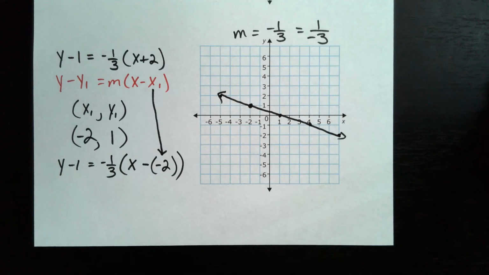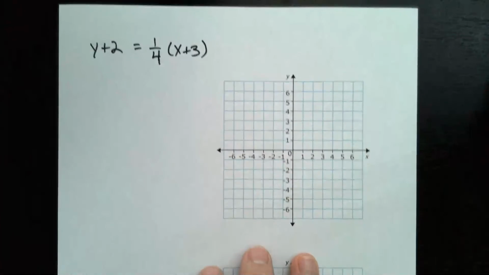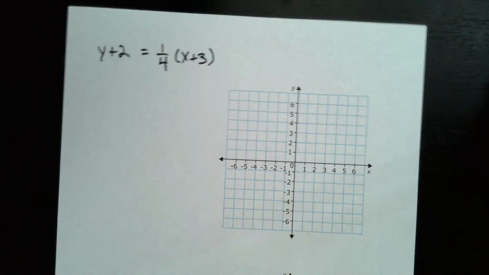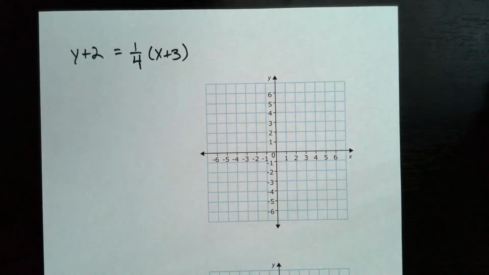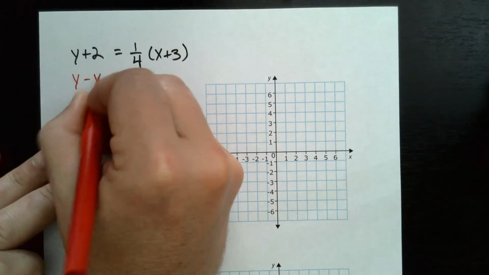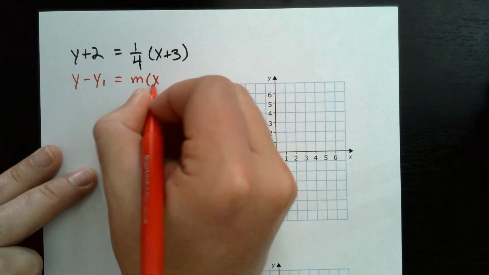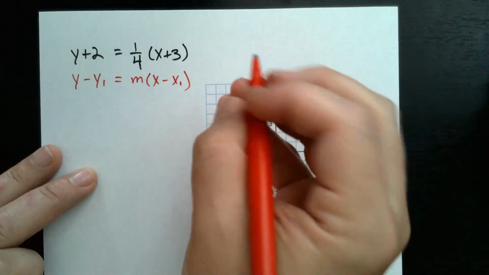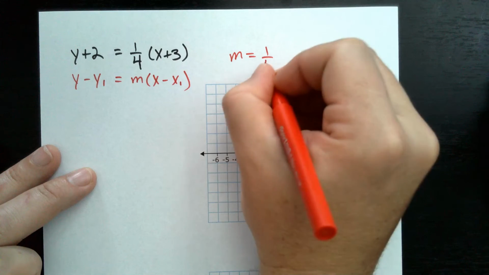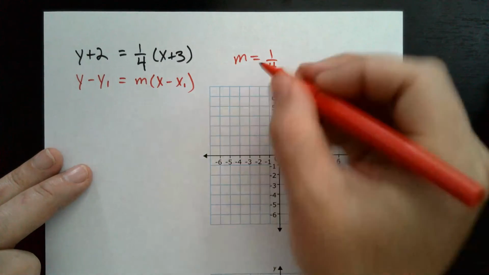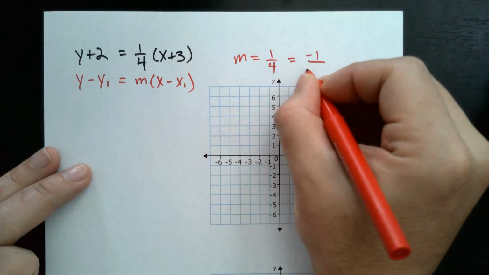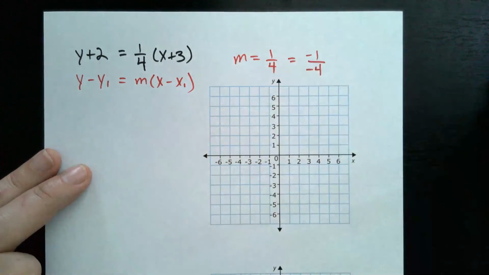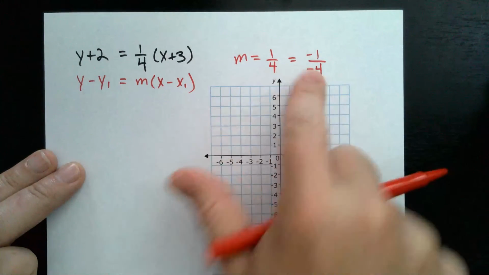Okay, let's do one more. So for this one, we have y plus 2 is equal to 1/4 times x plus 3. So notice that both of these have pluses, so we're going to have to take care of that. Here's the formula. Y minus y1 is equal to m times x minus x1. Okay, a slope, again, just write it down. Okay, and since both numbers are positive, you could also rewrite this as both negative, because a negative divided by negative is also positive. So that's a helpful way of writing the slope.